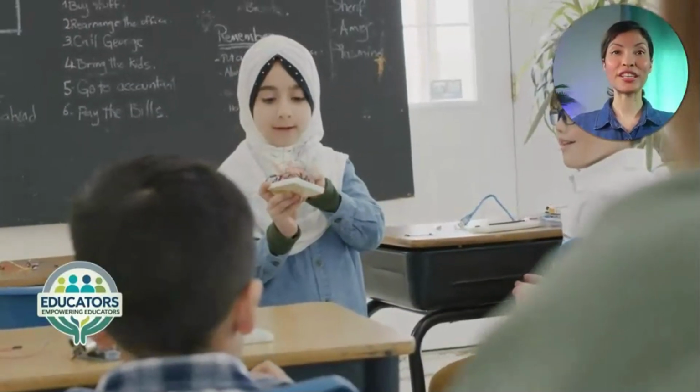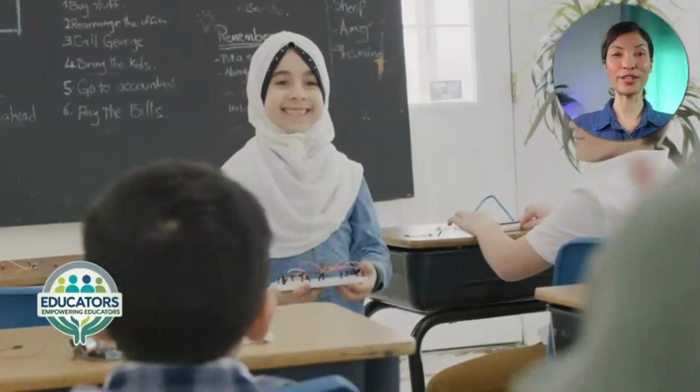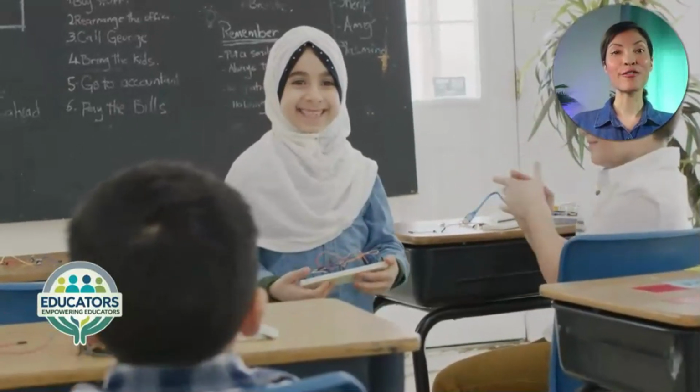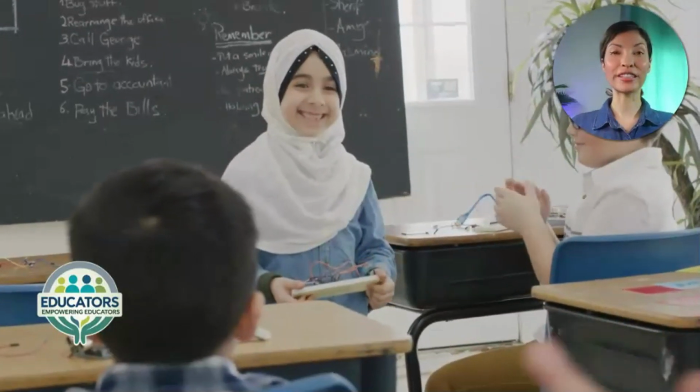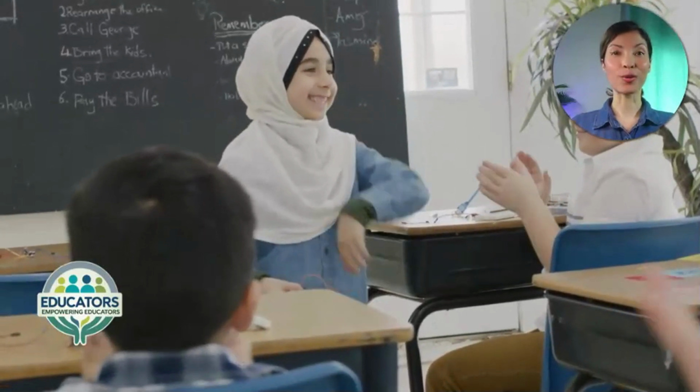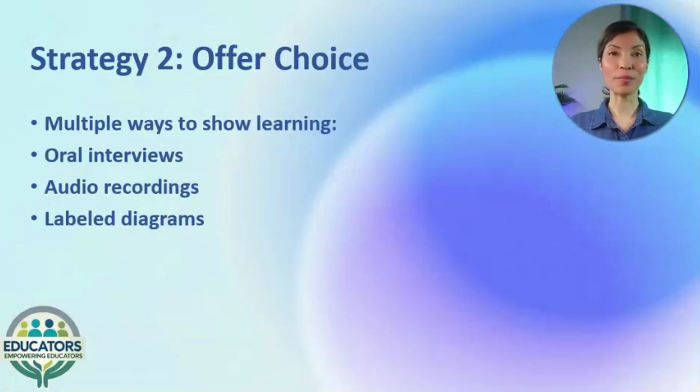Our second approach is to give students multiple ways to show what they know. Because here's the truth, if a student can explain the water cycle perfectly out loud, but struggles to write it down, why wouldn't we accept this as evidence of learning? Let's go over some options for your EAL learners to show you what they know. Oral interviews, audio recordings, labeled diagrams, portfolio projects. Let me show you what this looks like in action from a real classroom I coached, where giving assessment options completely changed the outcome for 2 EAL students.